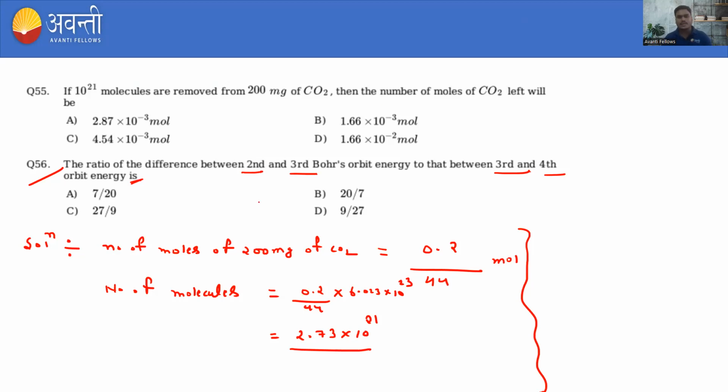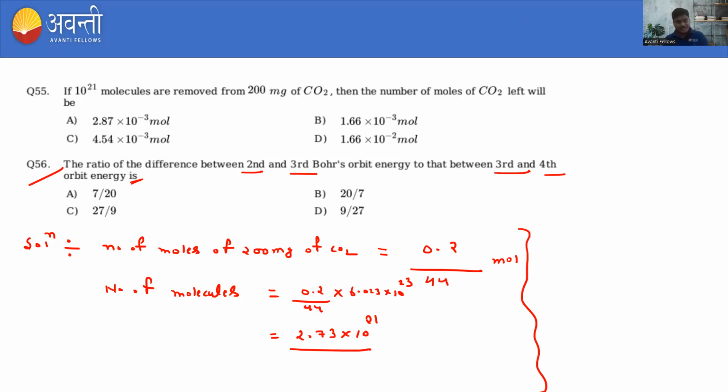Right. So let's see the next question, the 56th question. The ratio of the differences between the second and the third Bohr orbit energy to that of the third and the fourth orbit energies. So you have to calculate the ratio of the difference between the second and third. I hope this is a very easy question. All of you did this question correctly, right?